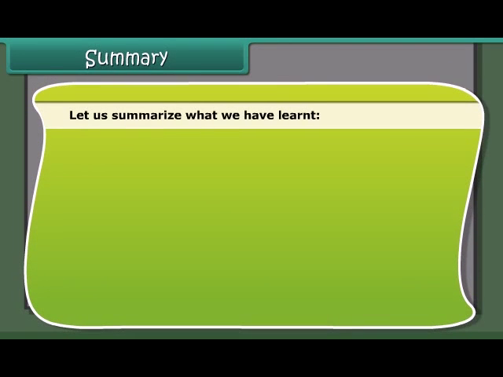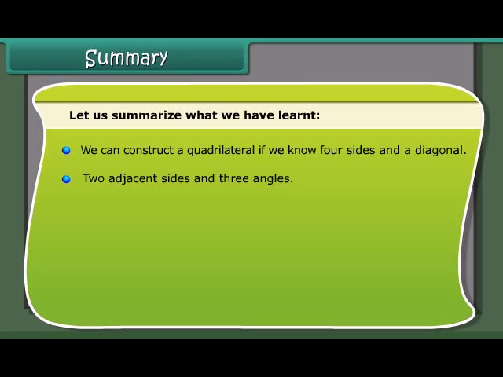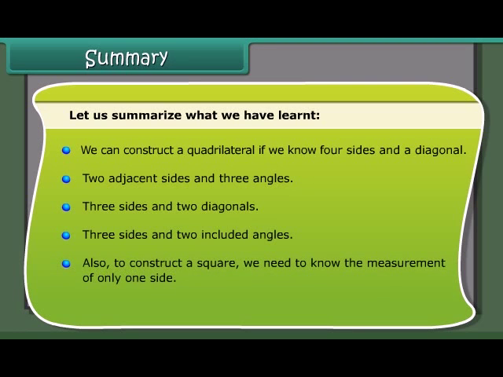Summary. Let us summarize what we have learned. We can construct a quadrilateral if we know 4 sides and a diagonal, 2 adjacent sides and 3 angles, 3 sides and 2 diagonals, or 3 sides and 2 included angles. Also, to construct a square, we need to know the measurement of only one side.